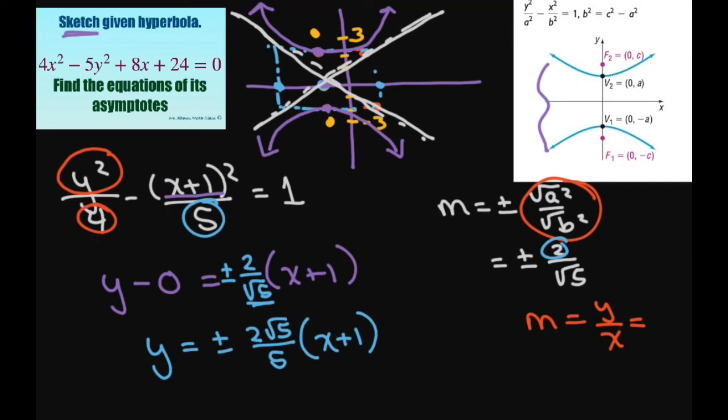All right, so the main thing is getting the slope, because the rest is you just take your center and use that as your point. And then to find the slope, you look under the y, look under the x. Y goes on top, x goes on the bottom.